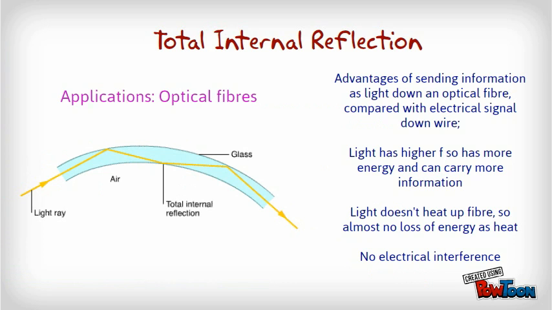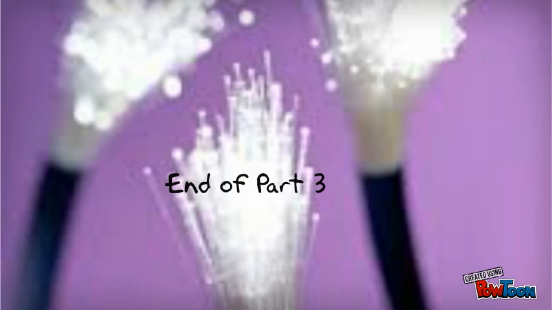Also the light doesn't heat the fibre up, so there is almost no loss of energy as heat, and there is no electrical interference. And that completes the end of part 3.